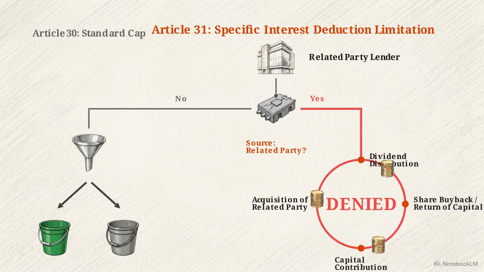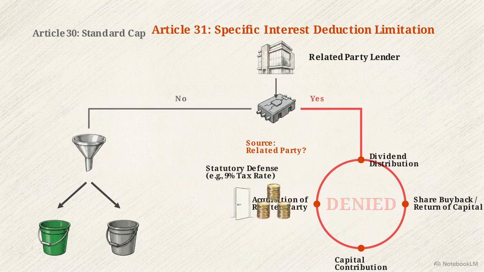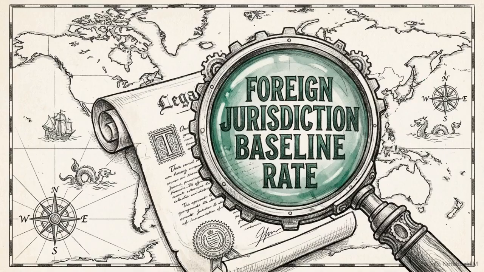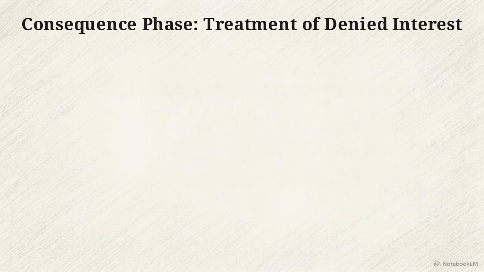economic value. A taxpayer can defend against this by demonstrating the loan's main purpose was not to gain a corporate tax advantage. The law provides an objective standard for this defense. The taxpayer must prove the foreign-related party receiving the interest is subject to a corporate tax rate of at least 9%. If the expenditure fails these tests, we move to the consequence phase of our matrix.